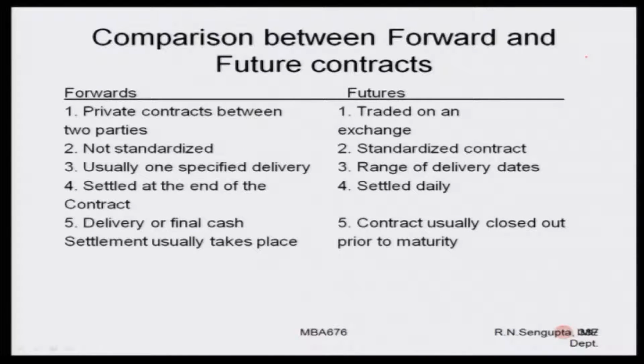Private contracts between two parties are forwards. Obviously, they are over the counter and not standardized, usually with one specified delivery date, settlement at the end of the contract only, and delivery of the final cash or the final product takes place.